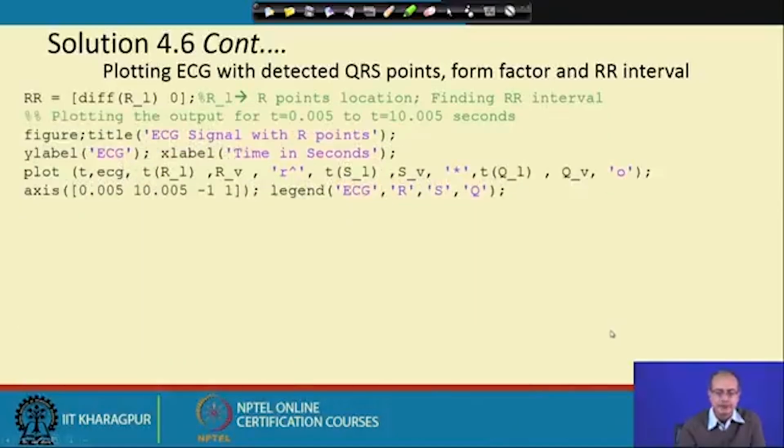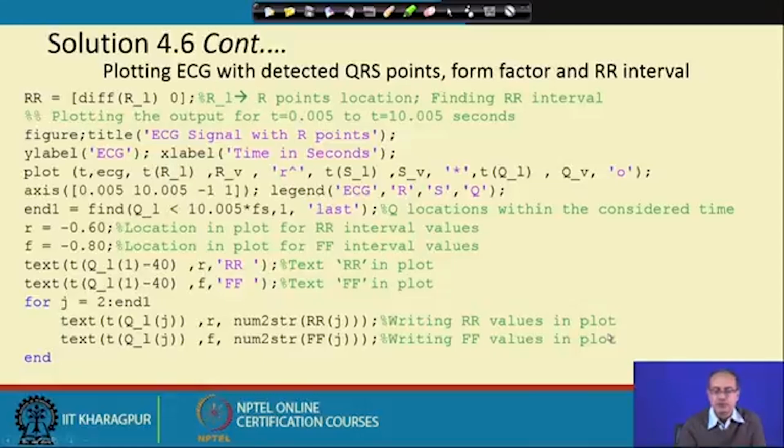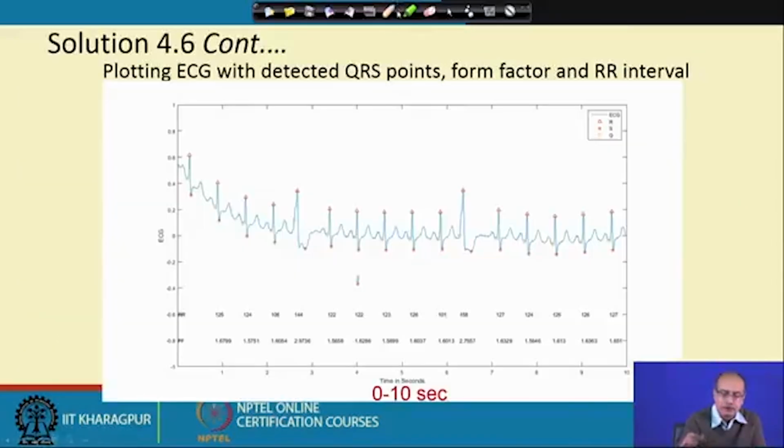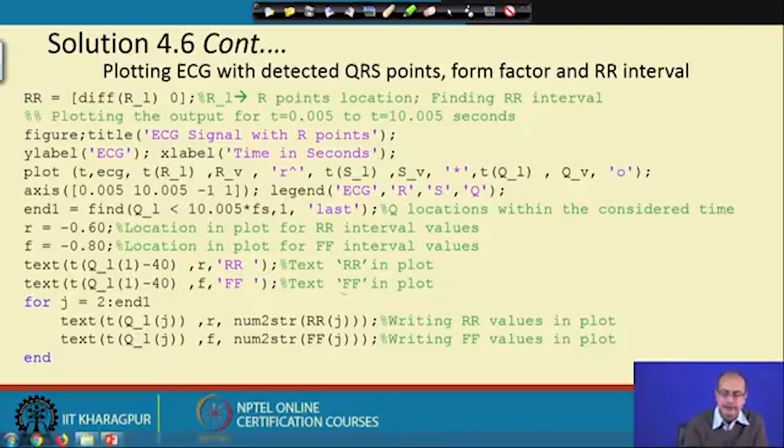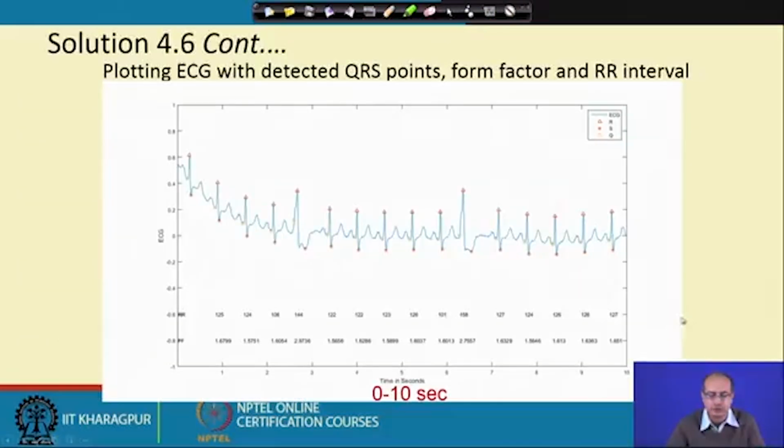Next we have to plot it, and we have to show each of these locations in the ECG signal: where is the location of R, where is the location of S, where is the location of Q, and below that we are writing in text where the RR and where the FF plots are. Okay. So, we are writing the values of the RR and the FF there. So, let us proceed to see the output, which will help us to understand what we are doing.